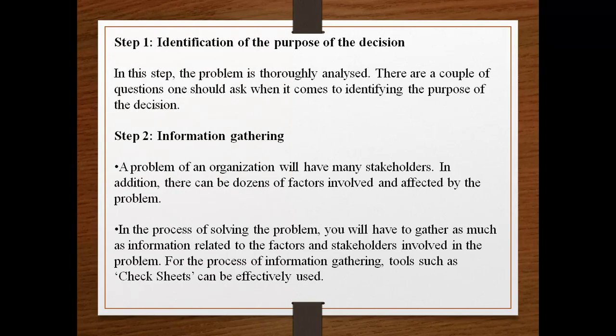Second is information gathering. A problem of an organization will have many stakeholders, and there can be dozens of factors involved and affected by the problem. So in solving the problem, you will have to gather as much information as possible about the factors and stakeholders involved. For information gathering, tools such as check sheets can be effectively used. For example, you write check sheets like: did you interview the CEO? Did you give the questionnaire to the lower-level workers? Did you interview the middle section? These check sheets help you confirm that you have gathered all the information.